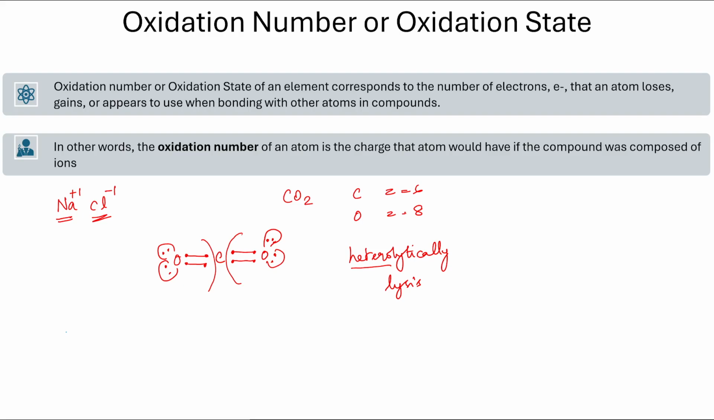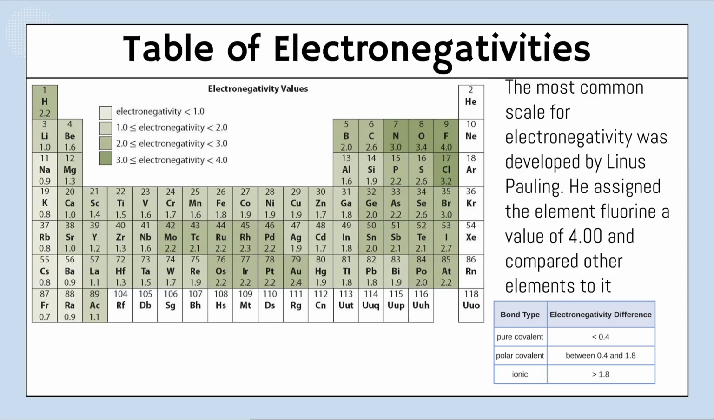How do I know that? If you look at the electronegativity values, oxygen has a value of 3.4. This is the table of electronegativity values on the Pauling scale developed by Pauling. So oxygen has 3.4 and carbon has 2.6. So oxygen is more electronegative. Oxygen is able to pull the bonded electrons towards itself better than carbon pulls the bonded electrons.